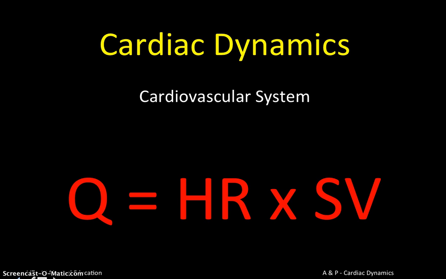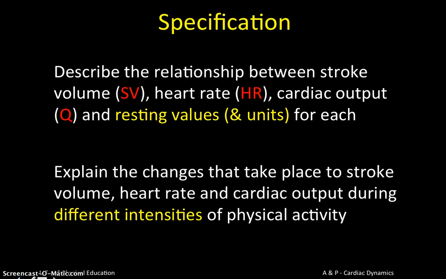So this video looks at cardiac dynamics, part of the cardiovascular system, the anatomy and physiology in ASPE. And it's very much based around this equation, Q equals HR times SV, and we'll look at each component as we go through. The specification asks you to be able to describe the relationship between three things: stroke volume, heart rate, and cardiac output.